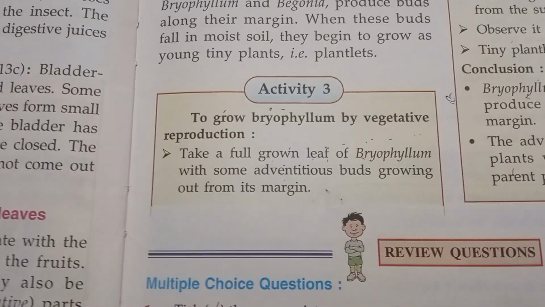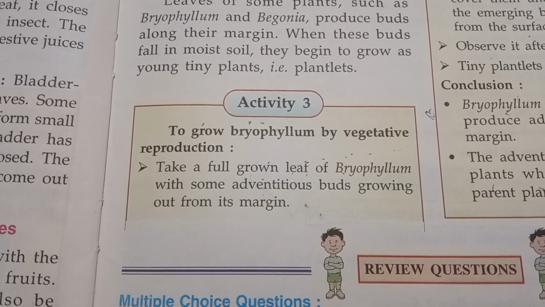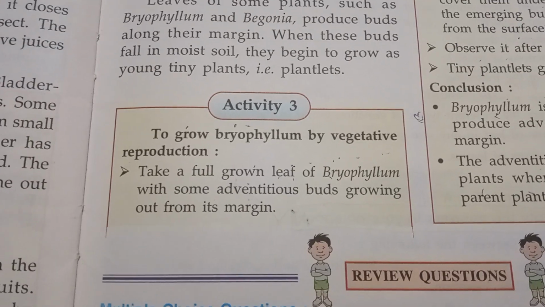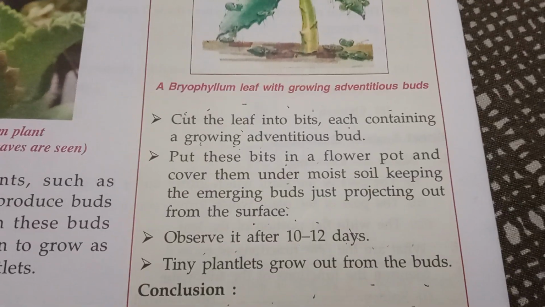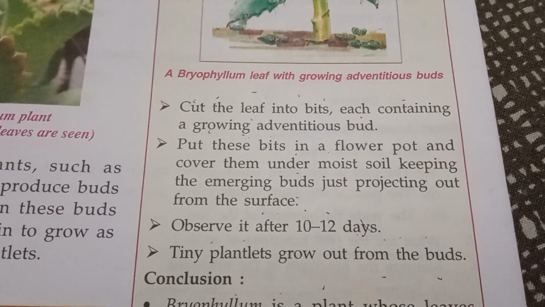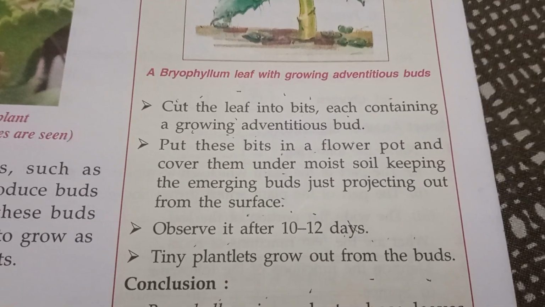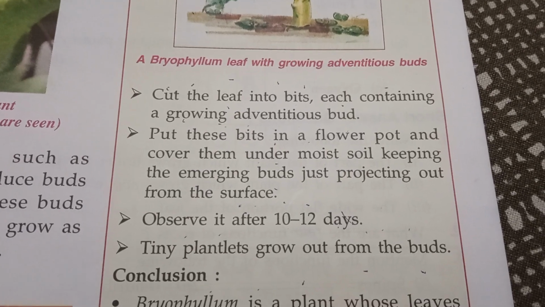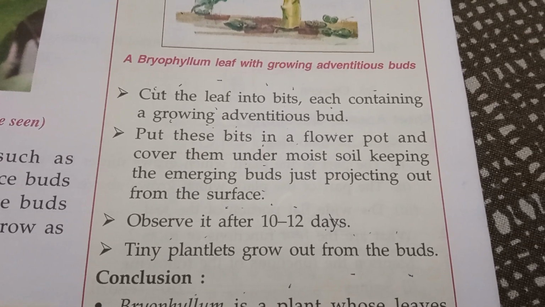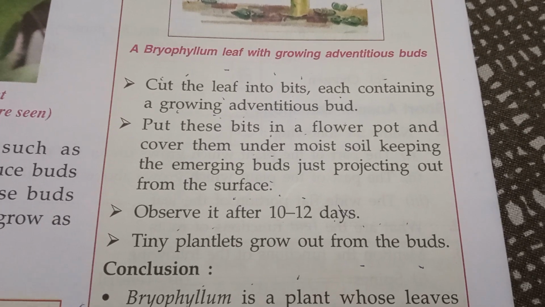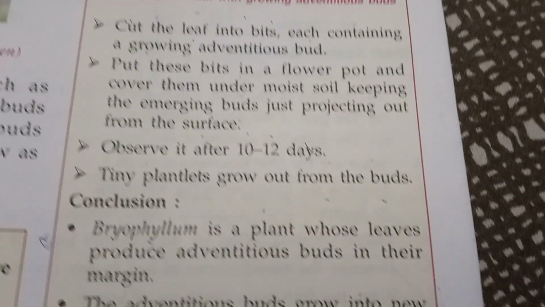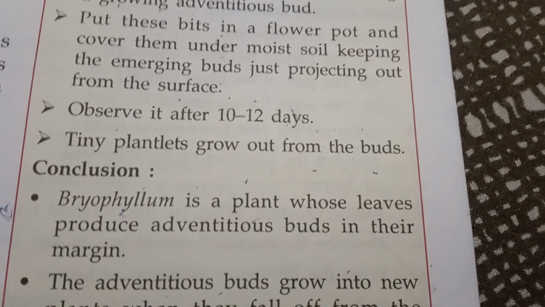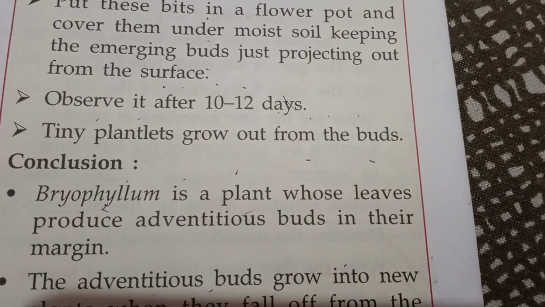Activity 3. To grow Bryophyllum by vegetative reproduction, take a full-grown leaf of Bryophyllum with some adventitious buds growing out from its margin. Cut the leaf into bits, each containing a growing adventitious bud. Put these bits in a flower pot and cover them under moist soil, keeping the emerging buds just projecting out from the surface. Observe it after 10 to 12 days. Tiny plantlets grow out from the buds.